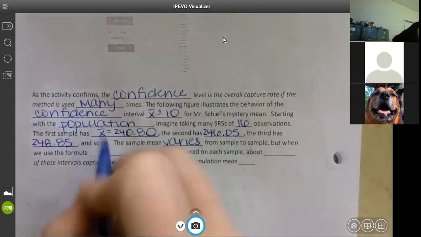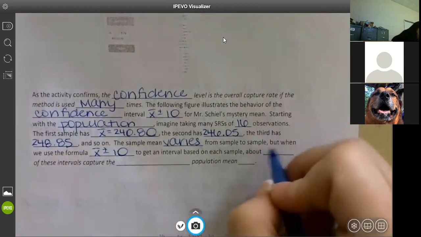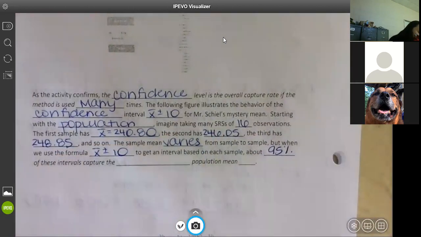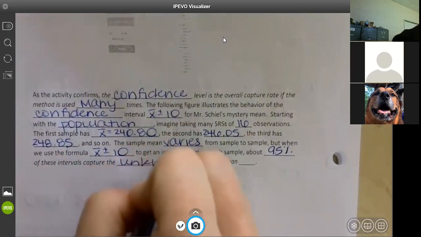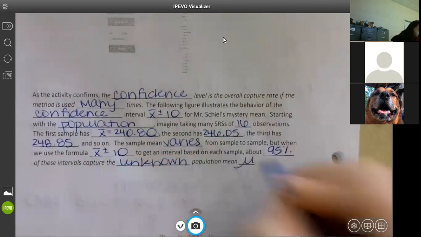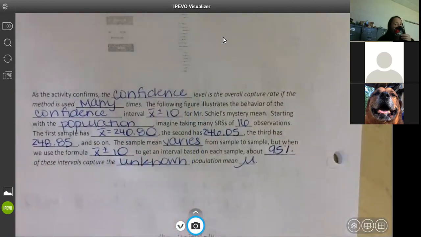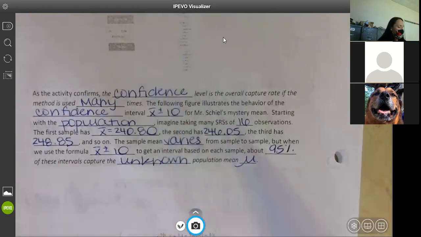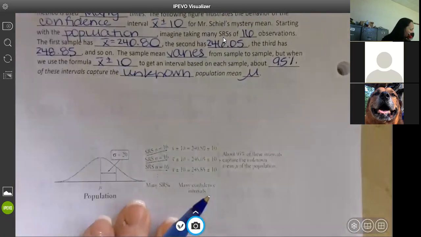But when we use the formula, X bar plus or minus 10, to get an interval based on each sample, 95% of those intervals capture the unknown population mean mu. So all of these, the little dots that you see is actually where 240.80 is, and it's within that line, which is your plus or minus 2 standard deviations, okay? So it's really hard to read because it's really light, but that's what it's saying. And then it puts it into a normal curve for you, okay? Flip it over.